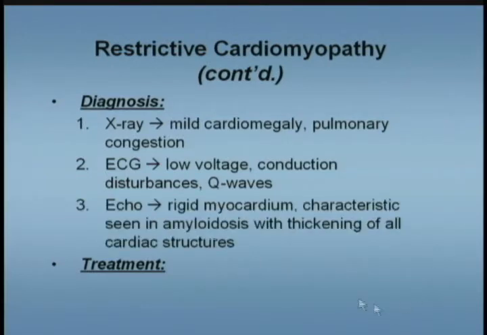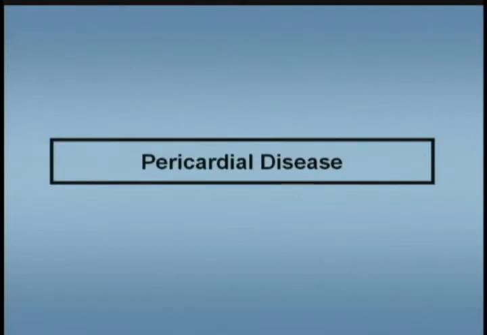But you do get an echo that shows a myocardium that doesn't move. Sarcoid, amyloid, hemochromatosis, cancer and fibrosis. No good treatment. That means treat the underlying disease because you can't do anything for it in general. So pericardial disease: what's the difference between pericardial disease and these?